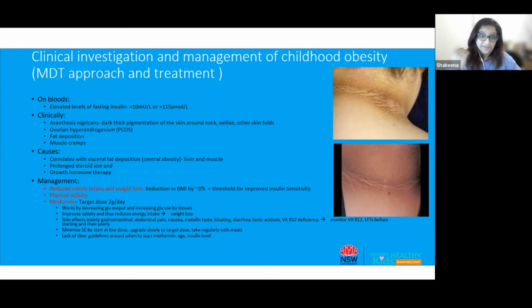We advise to increase physical activity. As Ravitsa has already said, we want them to have at least 1 hour of activity per day. And in children who have insulin resistance, we start them on metformin, and the target dose is 2 grams per day. We slowly build it up so that the main side effects, mainly abdominal pain, some bloating and diarrhea, are not as significant and slowly wear off within about 2 to 3 weeks. It also improves satiety and reduces energy intake, which increases weight loss. Like I said, we start low dose and go slow.